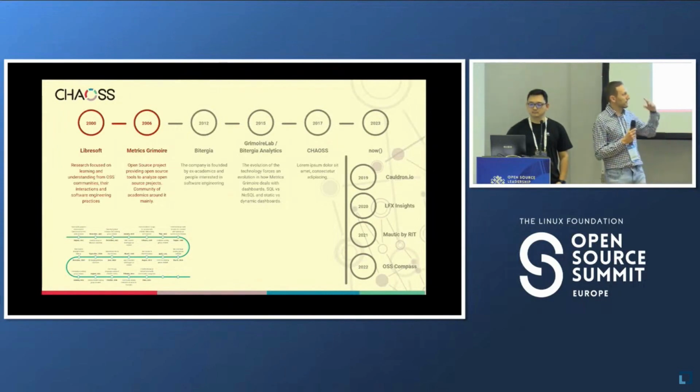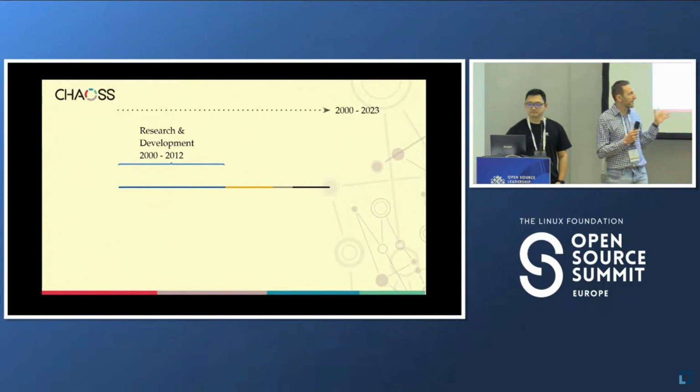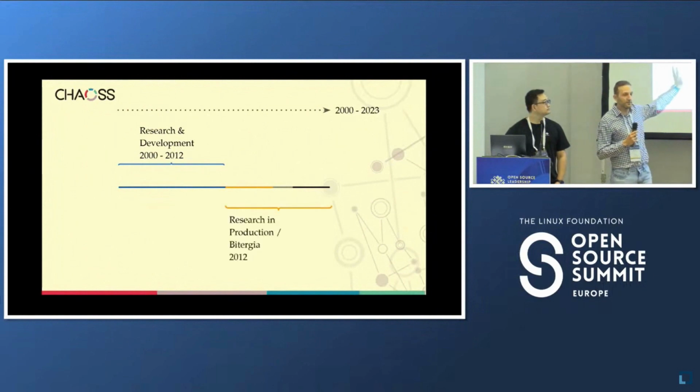So Cauldron, LFX Insights, Mautic, and some others. Let me represent this in a more chronological order. So please, go ahead. Okay, we have this line here. On the left, those are the 12 years, research and development, mainly doing this. Then we have research in production, which is basically in Bitergia.